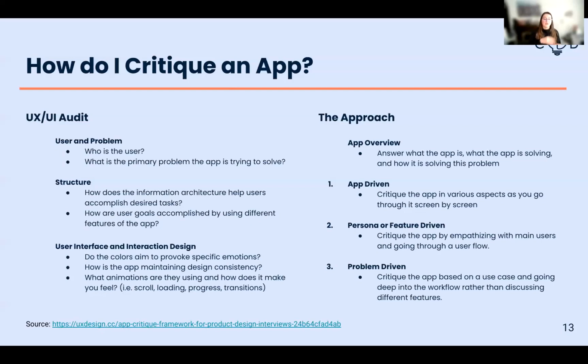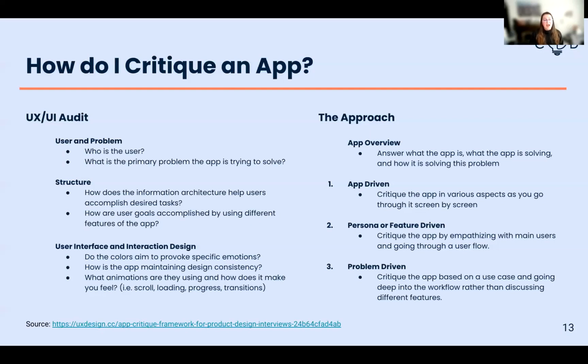After you've done that, you now want to pick an approach. You always want to talk about what the app is first, what the app is solving, and how it's solving this problem. So give a really brief overview when you're first starting out. And then you want to pick an approach that works for you. And there, again, the article goes into further detail of what these approaches are.